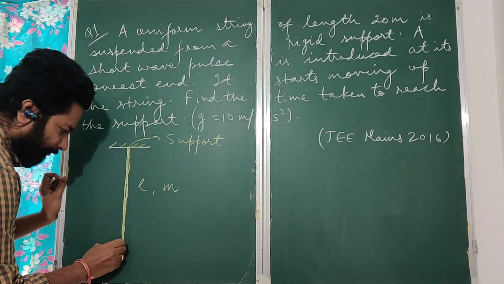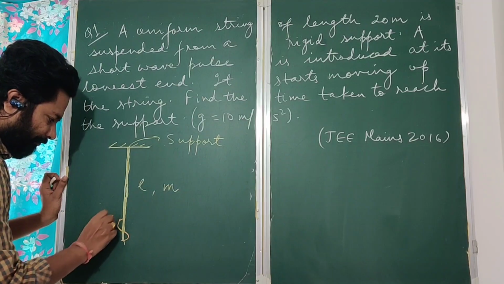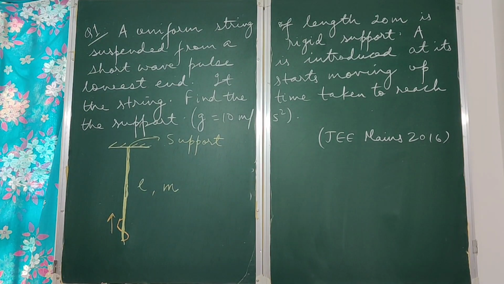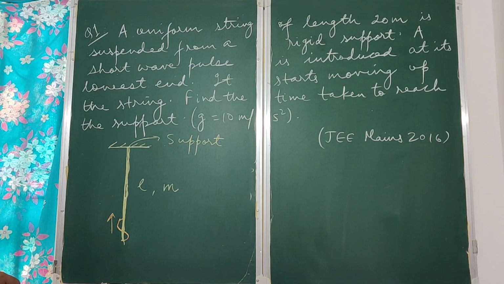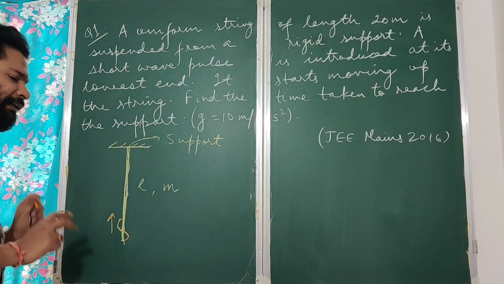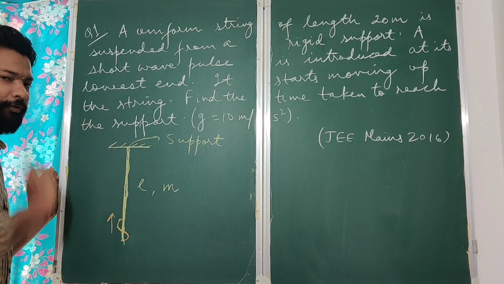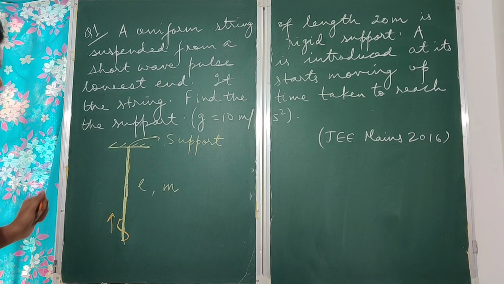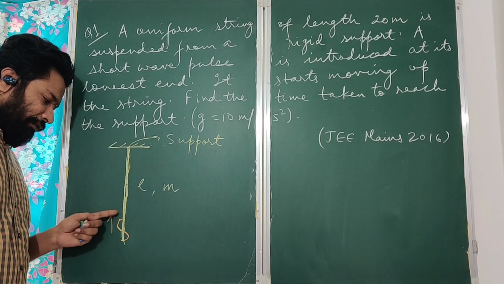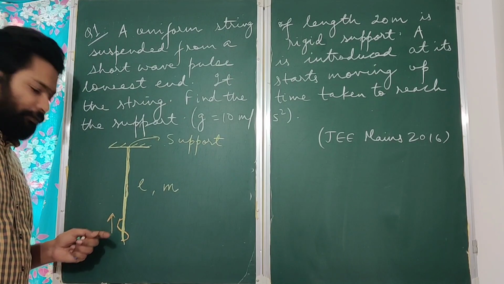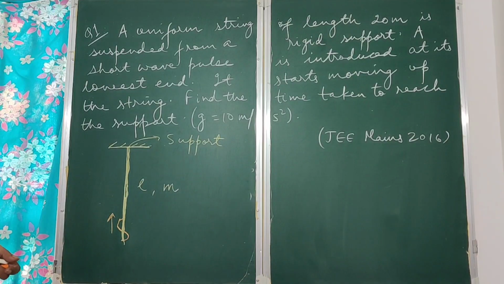A short wave pulse is introduced at its lowest end. So there is a wave pulse which is being introduced at the lowest end, and this wave pulse is traveling upwards. They are asking what will be the time taken by this wave pulse to reach the support. The first thing we should ask is what is the nature of this wave pulse. It is a transverse wave. What is the velocity of a transverse wave?